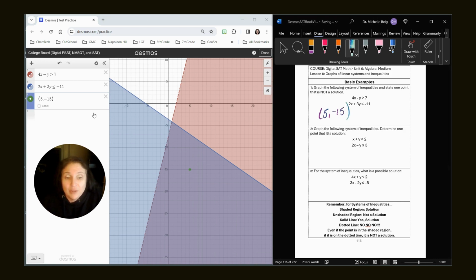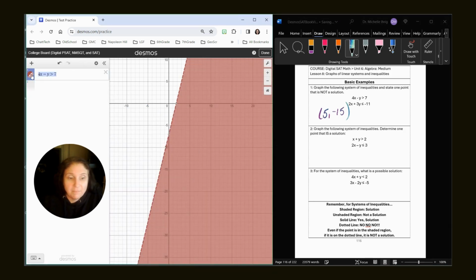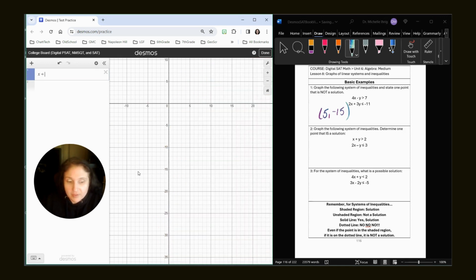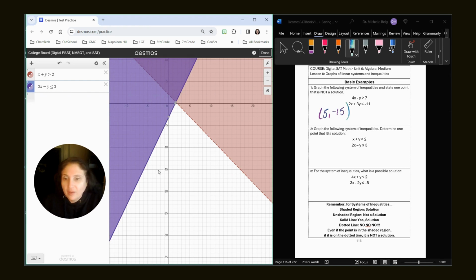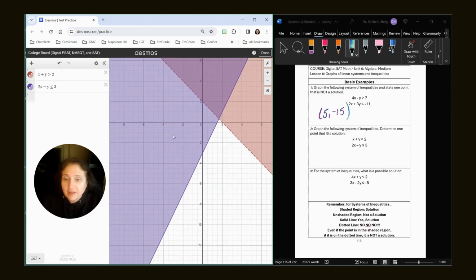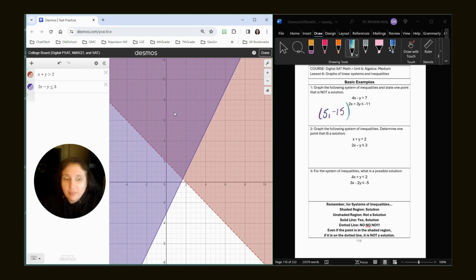Graph the following system of inequalities. Determine the point that is a solution. x plus y is greater than 2. 2x minus y is less than or equal to 3. All right, so again, we got to do up here. We want a solution. Oh my gosh, I messed up. You didn't tell me. Let's do this one and then we'll go back.